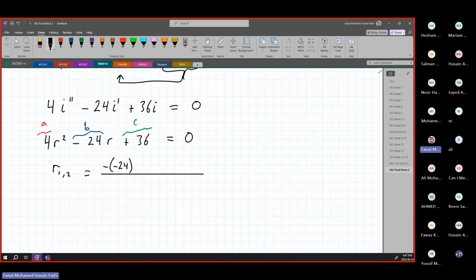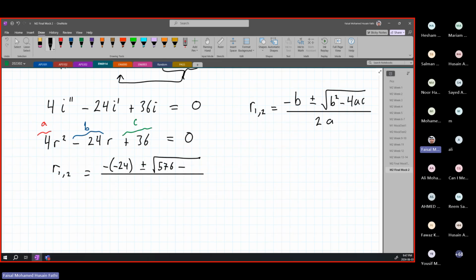All right, plus or minus the square root of, so again, R1,2 is equal to the quadratic equation, just in case you guys don't remember it, minus b plus or minus the square root of b squared minus 4ac, divided by 2a. But I'm just plugging in the values directly. So 24 squared, which is 576, minus 4 times a times c. So a is 4 and c is 36, divided by 2 times a, which is 2 times 4.